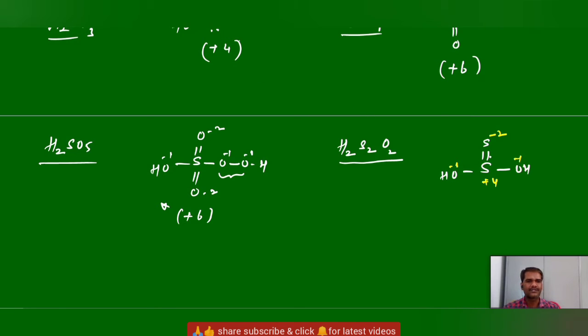Sometimes they'll ask you the question, what are the individual oxidation states of the sulfur atoms in the oxy acids of sulfur? One is -2, one is +4. Sometimes they'll ask you the average oxidation state. Average oxidation state means +4 -2 by 2, overall you will get 1. This is the average oxidation state of H2S2O2.